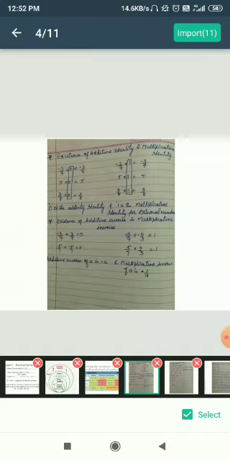Now there is also the next property, that is existence of additive identity and multiplicative identity. Let's see, minus 3 by 4 plus 0 is minus 3 by 4. Similarly, 5 plus 0 is also equal to 5. So 0 is the additive identity for the rational numbers, because when 0 is added to any rational number, that rational number does not change.